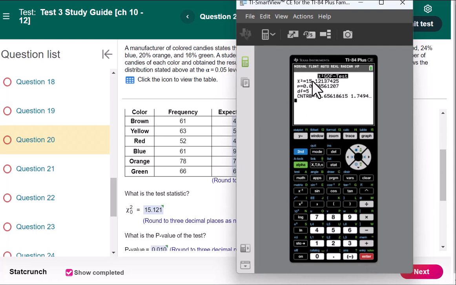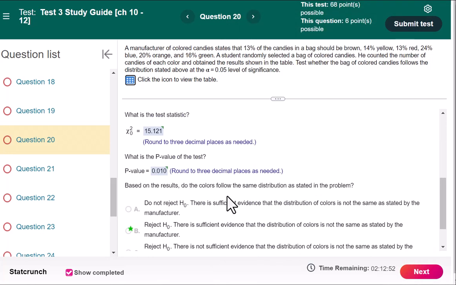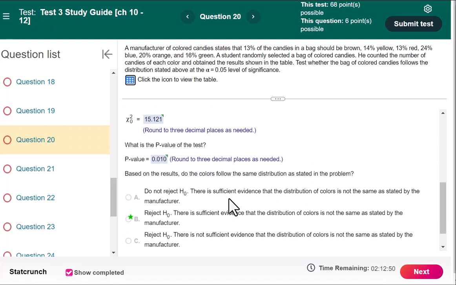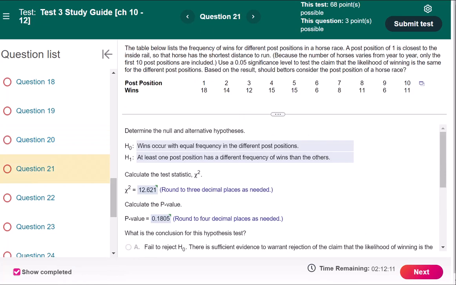And there you go, guys. Chi-square is 15.121. That's the test statistic. And look at the p-value. It's so small, 0.0099, which is less than alpha. And since the p-value is less than alpha, you reject the null hypothesis, and you conclude that the distribution has changed. It's not the same as it used to be.